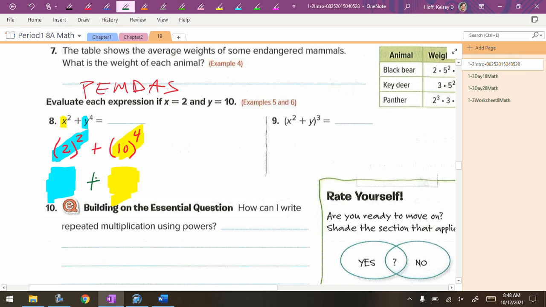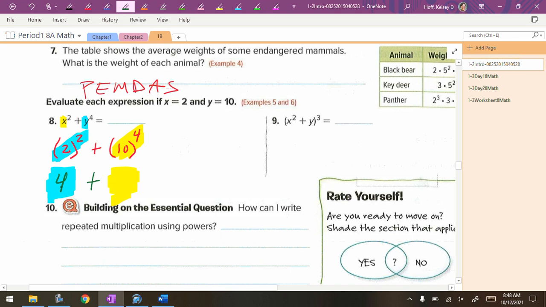Take 2 to the 2nd power and 10 to the 4th. Careful, put a plus sign in between there, not a multiply. Make sure you put a plus sign in between them. Brody, 2 squared, what'd you get? 4.